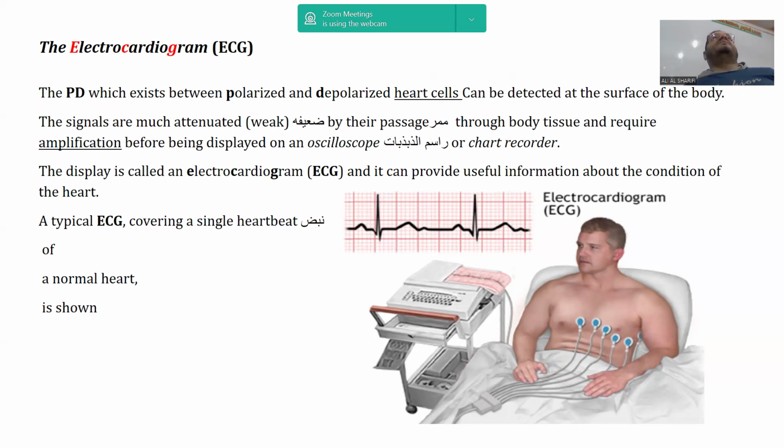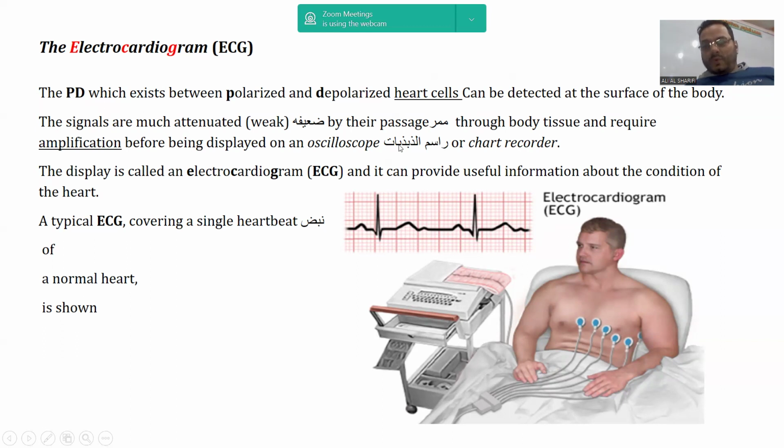Here, like in the previous lecture, we were talking about the nerve cell. I said when the nerve cell doesn't take any order yet, it is polarized. When it starts to take an order, that means it will change to be depolarized. It's important. The same thing applies to your heart cells. Here, polarized and depolarized heart cells can be detected at the surface of the body.